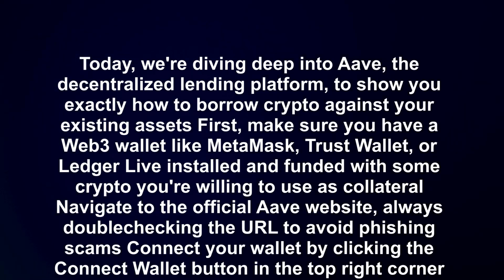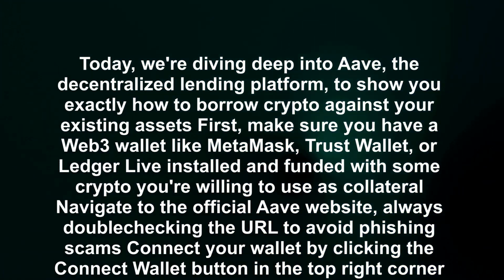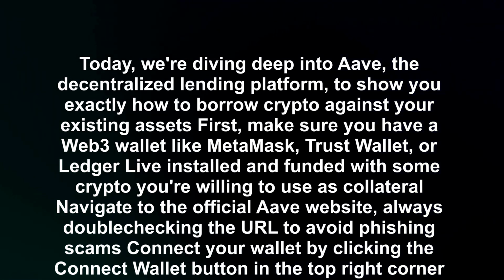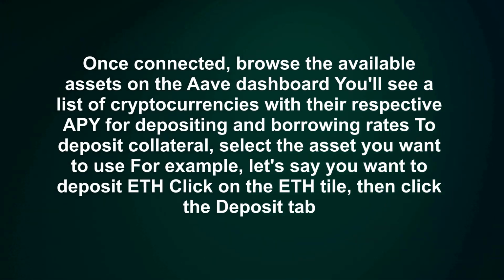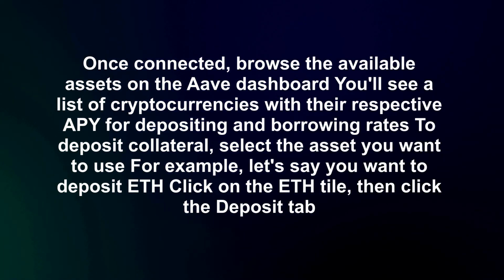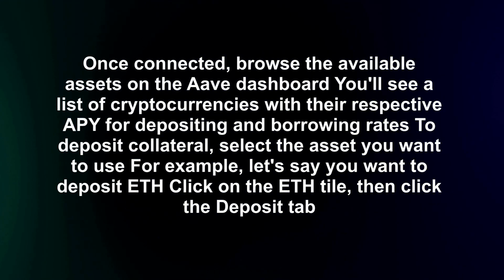Navigate to the official Aave website, always double-checking the URL to avoid phishing scams. Connect your wallet by clicking the Connect Wallet button in the top right corner. Once connected, browse the available assets on the Aave dashboard. You'll see a list of cryptocurrencies with their respective APY for depositing and borrowing rates.